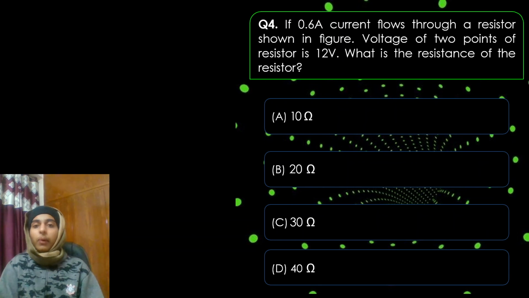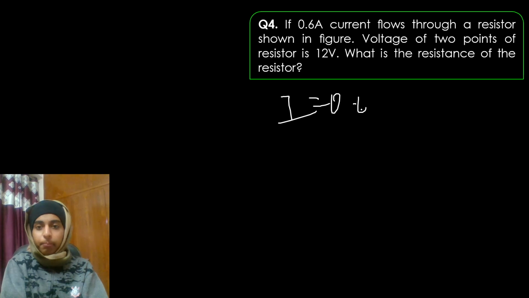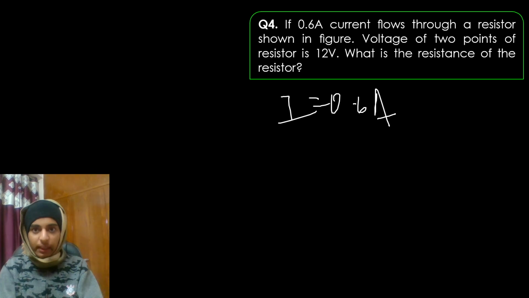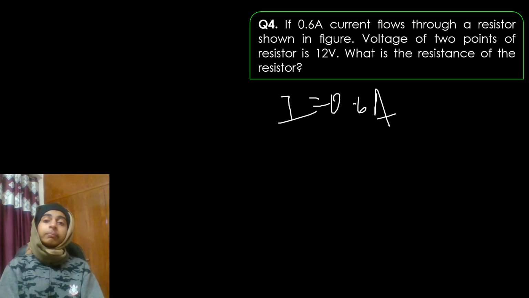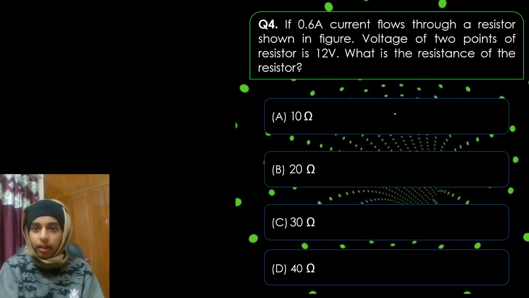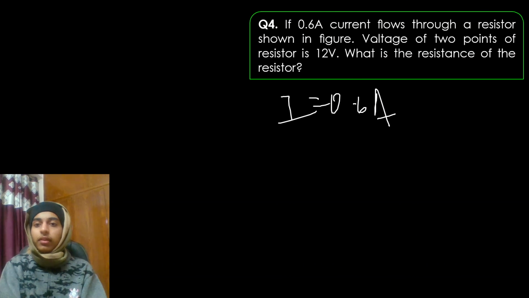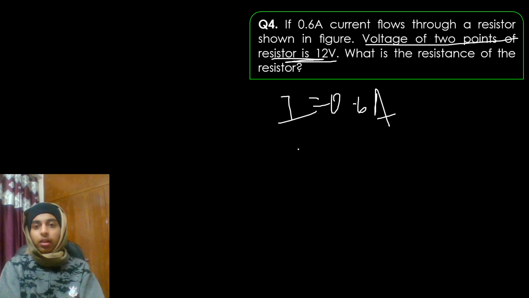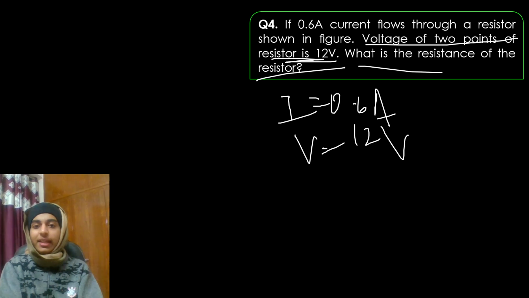The question says: if 0.6 amperes of current flows through a resistor shown in the figure, the voltage across the two points of the resistor is 12 volt. Current is given as 0.6 amperes. I like to jot down the information, and you should do that too. It will be of great help. V is given as 12 volt. What is the resistance of the resistor?